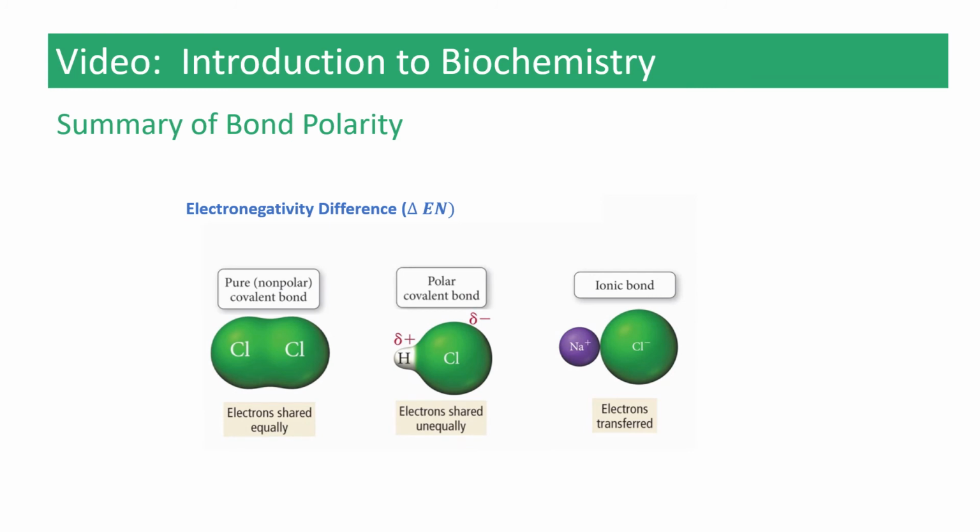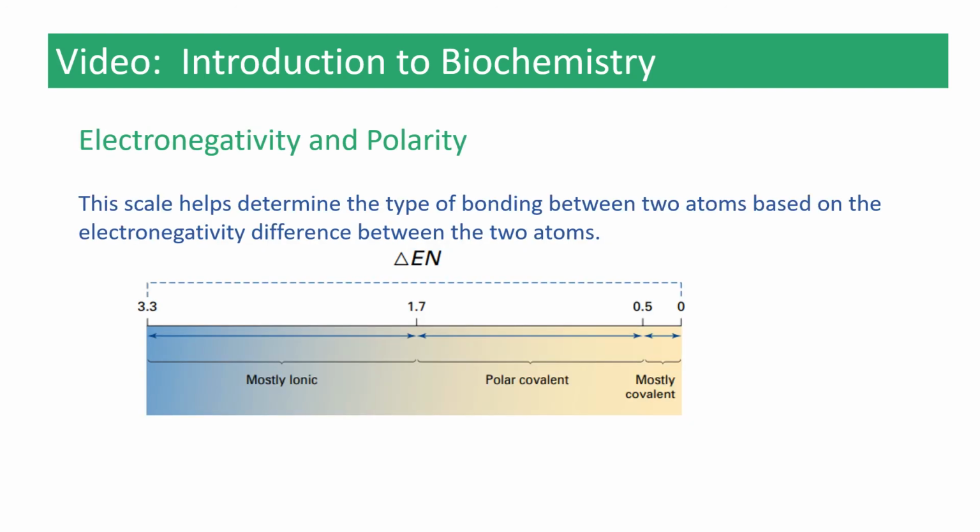So let's summarize. In pure nonpolar covalent bonds, electrons are shared equally. In a polar covalent bond, electrons are shared unequally. And in an ionic bond, the electrons are transferred. And remember that this scale helps determine the type of bonding between two atoms based on the electronegativity difference between the two atoms.